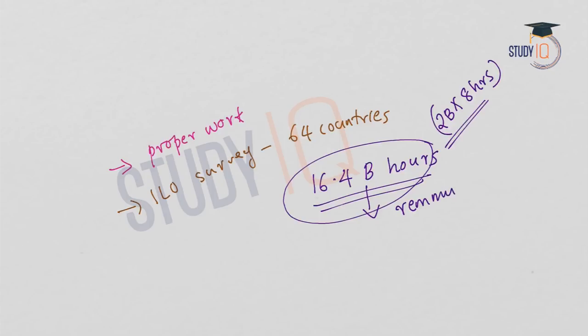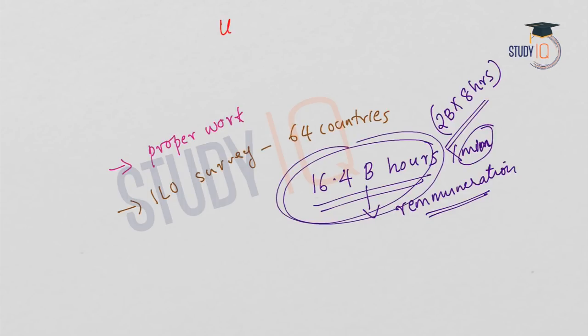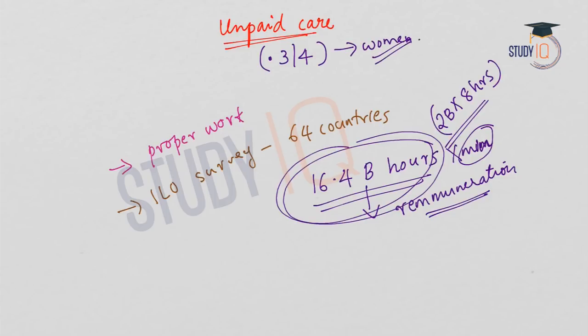You must understand that these people are receiving no remuneration. Just imagine 16.4 billion hours per day. If we calculate this with at least the minimum wages, this is a very big amount. Coming to the unpaid care work, one important thing to be noted is that 3 by 4 of the unpaid care work is done by women, and they are receiving no remuneration in return.